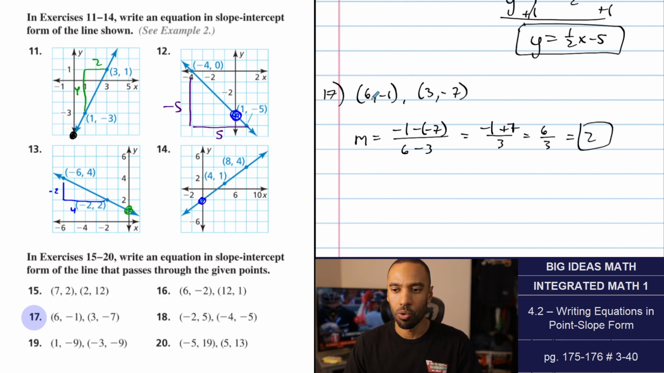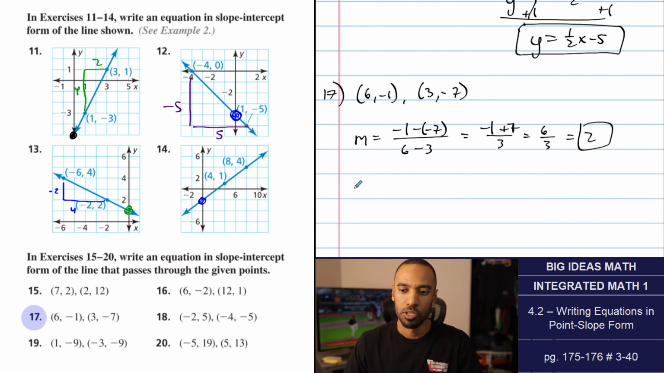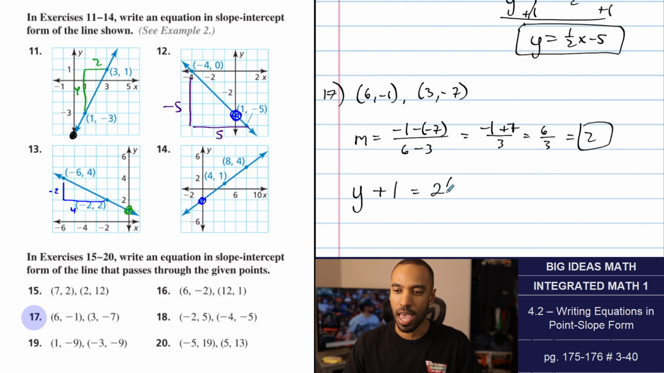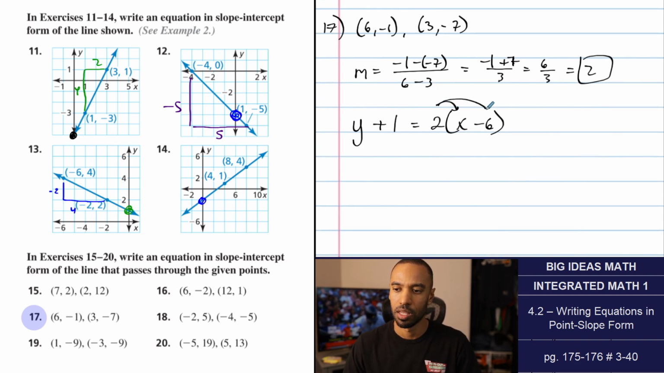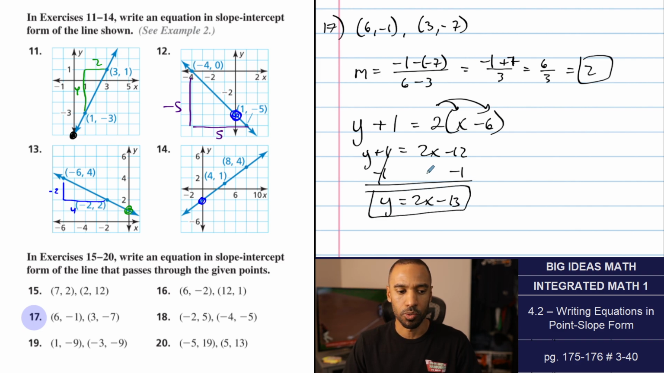So choose either or, right? Choose smaller numbers. I guess these are slightly smaller. So this time y minus y1 is y minus 1. No, plus 1 equals m times x minus x1, like so. Let's distribute that 2 and see what's going on before we subtract the 1 over. We get 2x minus 12. So subtracting the 1, we get minus 13. So y equals 2x minus 13.